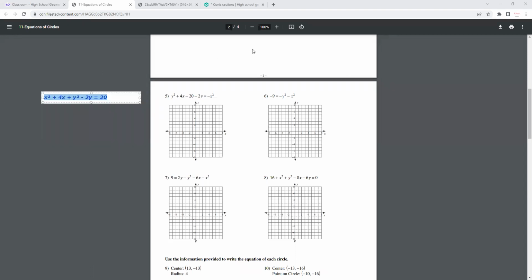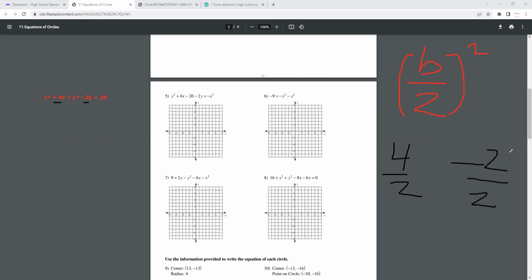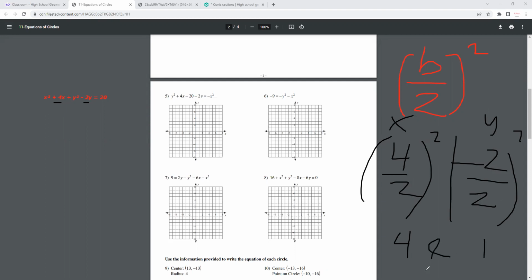So for these, you need to complete the square, which is what you learn in Algebra 1. Completing the square is when you do (b/2)². So you need to complete the square for the x's and the y's. So for the x's, I have 4/2, right? This is my b. This is my b. So I have (4/2)² and (−2/2)². This is what you have for the x's, and this is for the y's. This gets you 2², which is 4. This gets you (−1)², which is 1. So these are the two numbers I have.